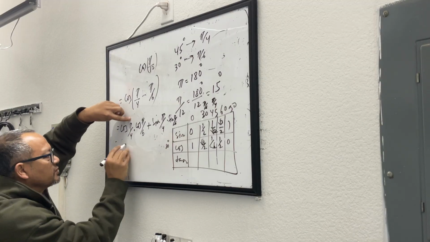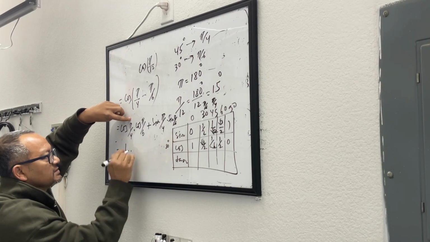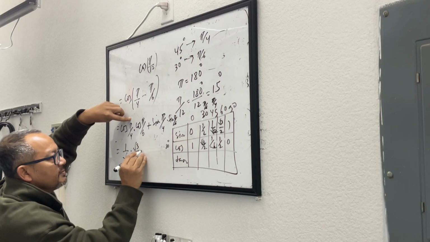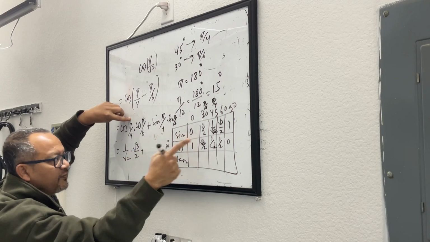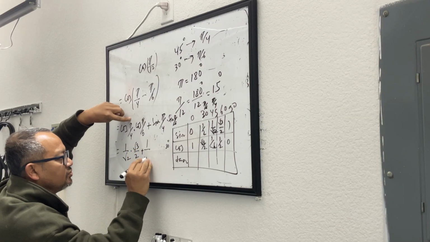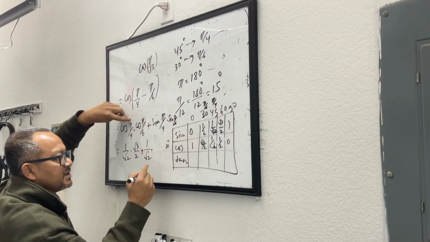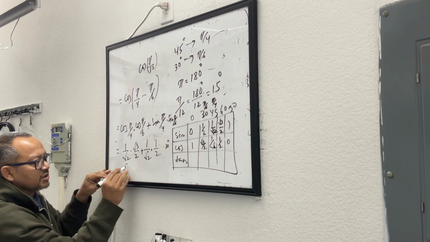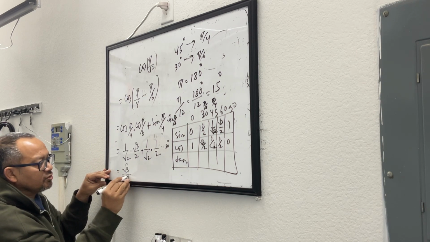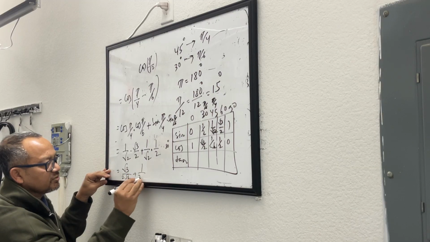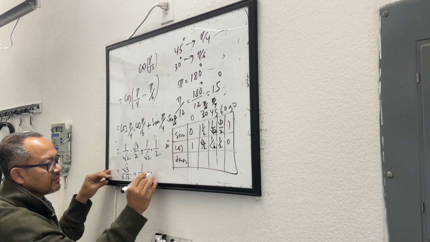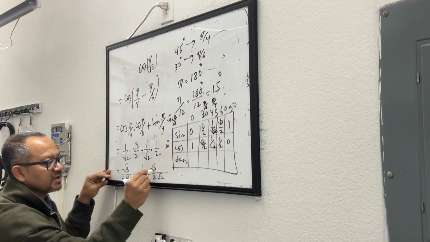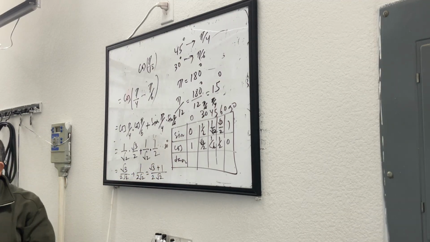Cos of pi by 4 is 1 by root 2. Cos of pi by 6 is root 3 by 2. Plus sine of pi by 4 is 1 by root 2 times sine of pi by 6 is 1 by 2. So this became root 3 by 2 root 2 plus 1 by 2 root 2, which is equal to, 2 root 2 is the common denominator in both of them, so root 3 plus 1 by 2 root 2.